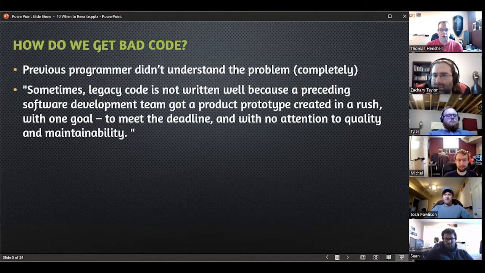Okay, so we can be forgiving of the previous people, because we all get faced with this. And so I'm just telling you this not to hate on people who wrote the code that you have to now fix or rewrite or refactor.